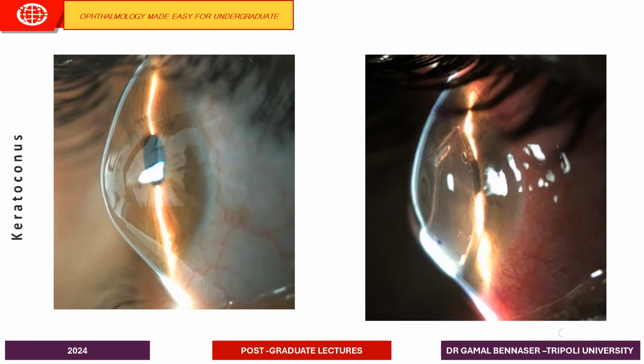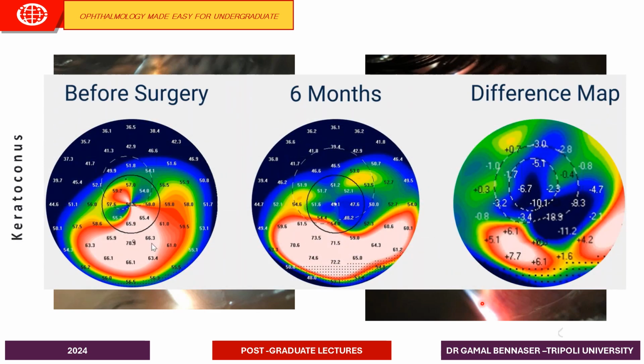This slide shows you a picture of the patient before surgery and after surgery. You can see this is the contour of the light. As you can see, the bulging of the central part of the cornea. And this is after the implantation. You can see how regular the contour of the light. This is after 6 months. And this is the topography before surgery. And this is after 6 months.